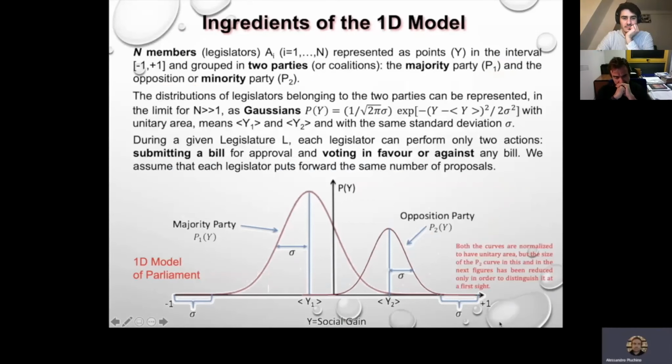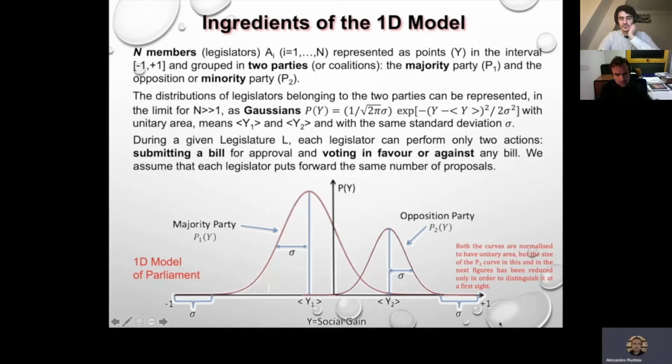In this model, the n legislators are represented as points on the horizontal y-axis defined in the interval -1 to +1, and they are grouped in two parties or coalitions: majority party π1 and the opposition or minority party π2. In the limit of many legislators, their distribution in the two parties can be considered as a Gaussian, with unitary area, with a given mean randomly chosen but fixed during a legislature, and with a standard deviation sigma, which is the same for both the parties.